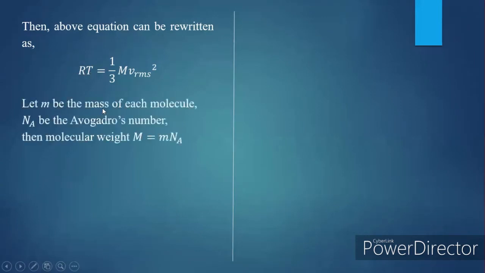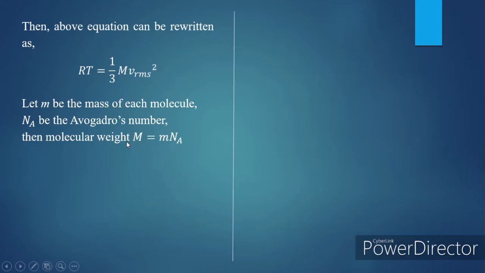So let small m be the mass of each molecule. Assume that small m is the mass of each molecule. Na be the Avogadro's number. Okay. So capital M is the molecular weight of the gas. What do you mean by molecular weight of the gas? Molecular weight means it is the mass of Avogadro number of molecules. If small m is the mass of a single molecule, then if you multiply this small m by Avogadro number, that will give you the mass of Avogadro number of molecules, and that is nothing but molecular weight.